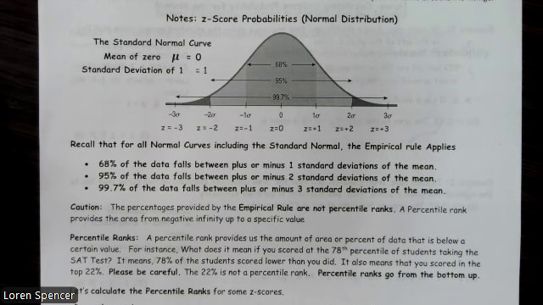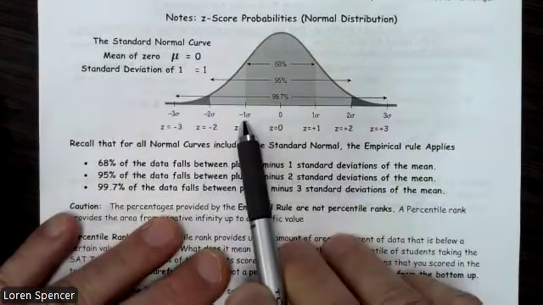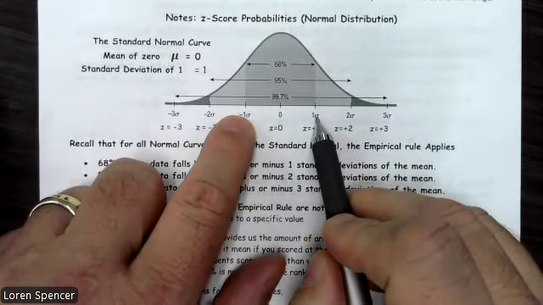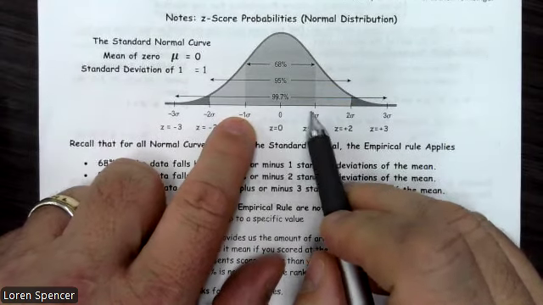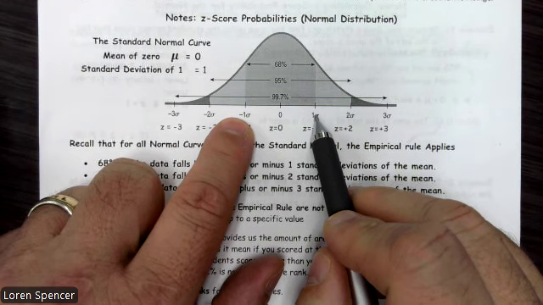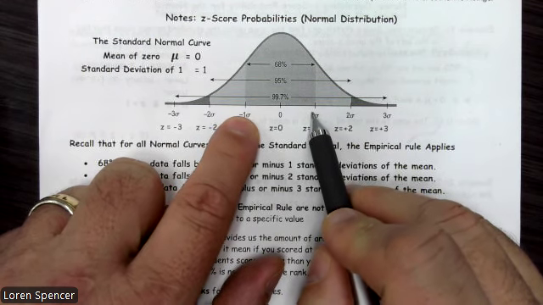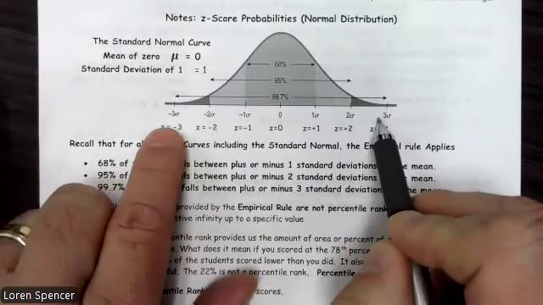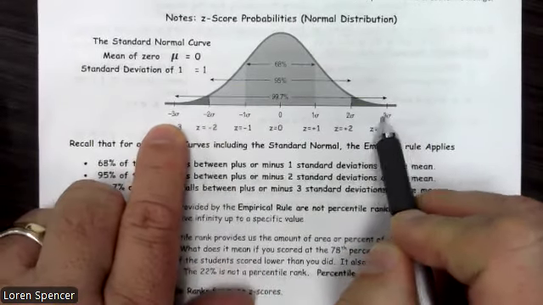But first up, let's back up and refer to the empirical rule. Please remember, plus or minus one standard deviation for all normal curves, not just the standard normal, is always approximately 68%. Plus or minus 2 is approximately 95%, and plus or minus 3 is 99.7%.